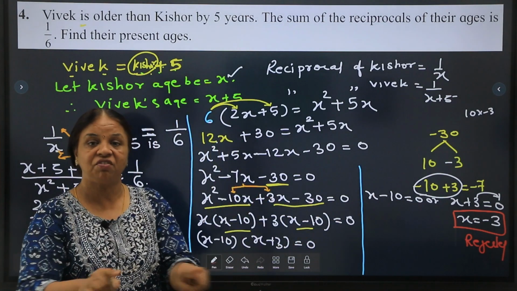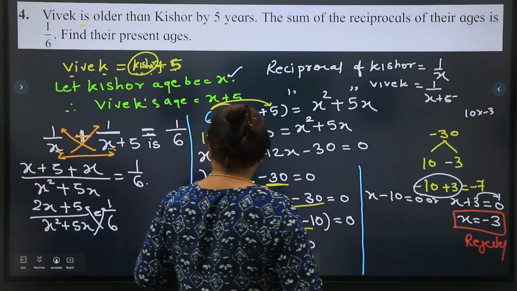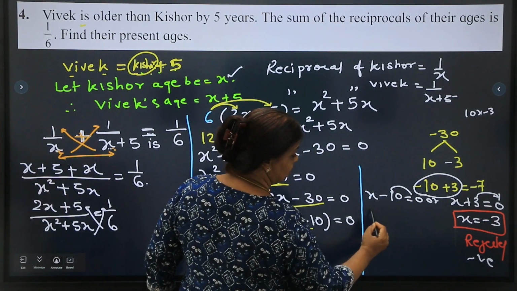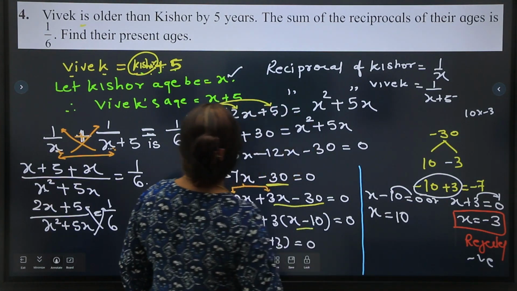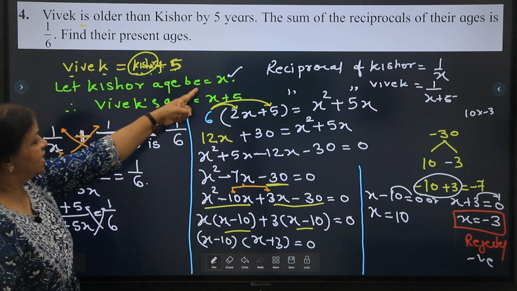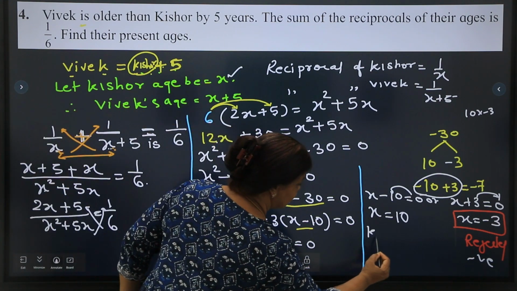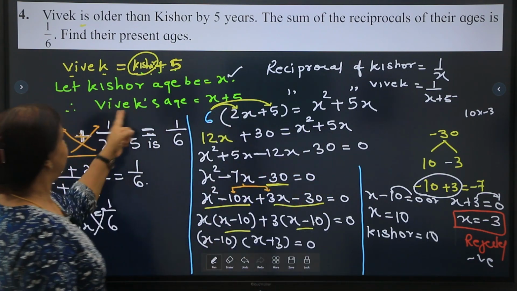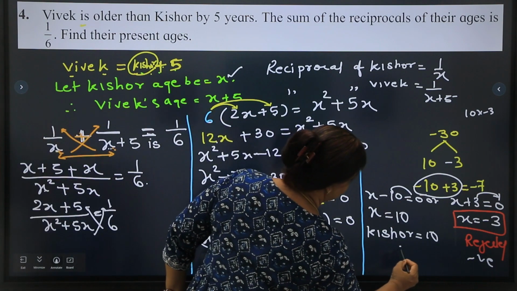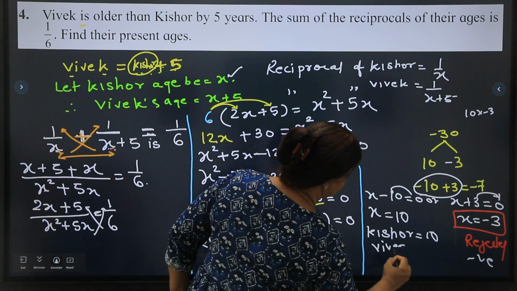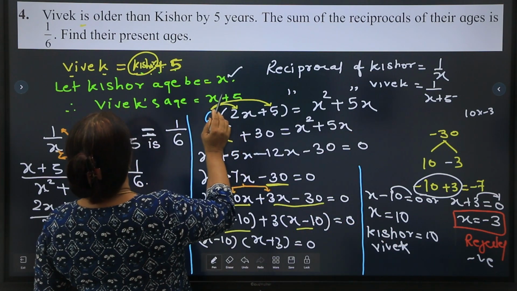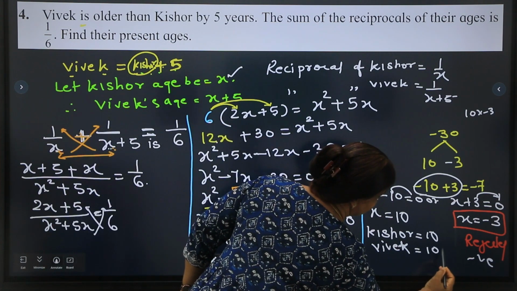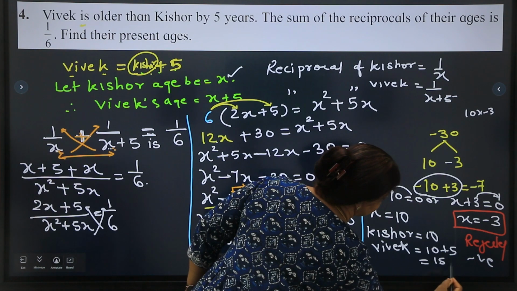Therefore, I am boxing it with red, so you remember it, okay? It is negative, therefore reject it. So here 10 will shift here, x is equal to 10. What have we assumed x as? Kishore's age as x. So Kishore's age is 10 years and Vivek's age is 15 years, because Vivek is 5 years older than Kishore. So it will be 10 plus 5, which is equal to 15 years.